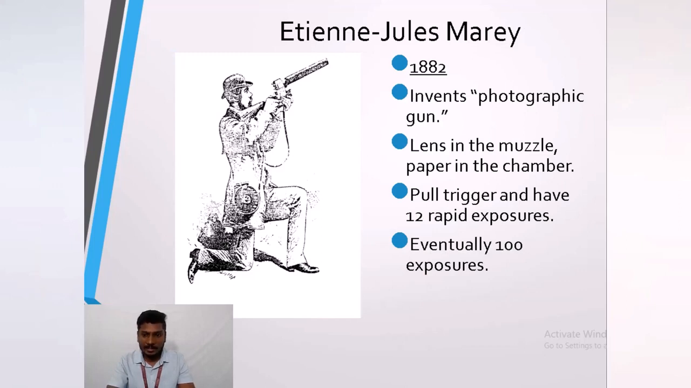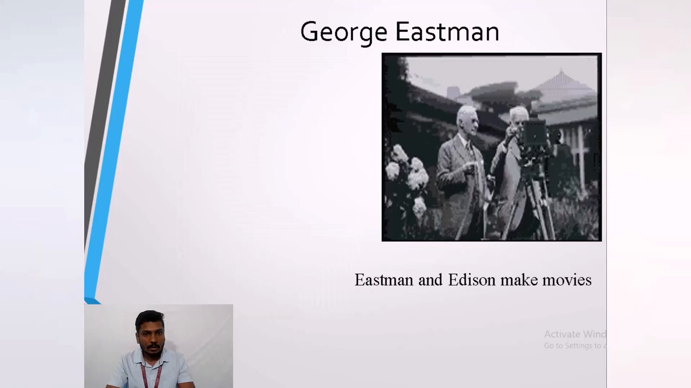Étienne-Jules Marey, 1882, invents the photographic gun: lens in the muzzle, paper in the chamber. Pull the trigger and have 12 repeat exposures. George Eastman and Edison make movies.